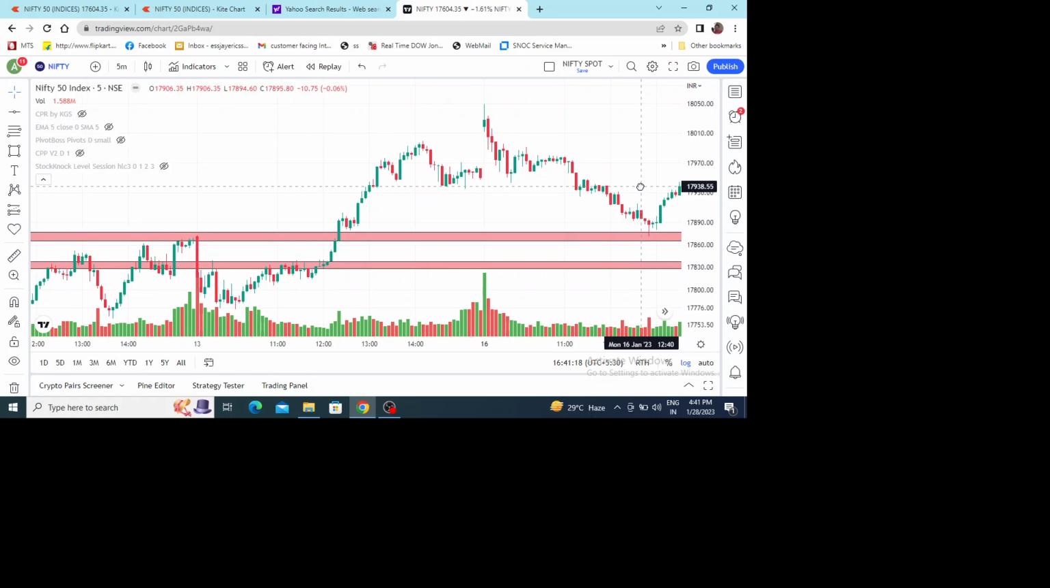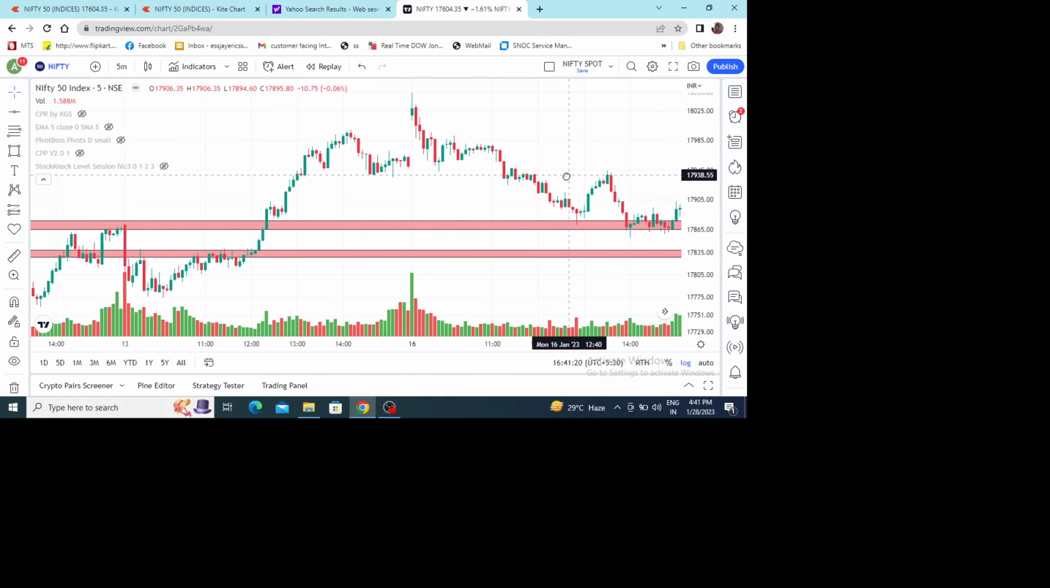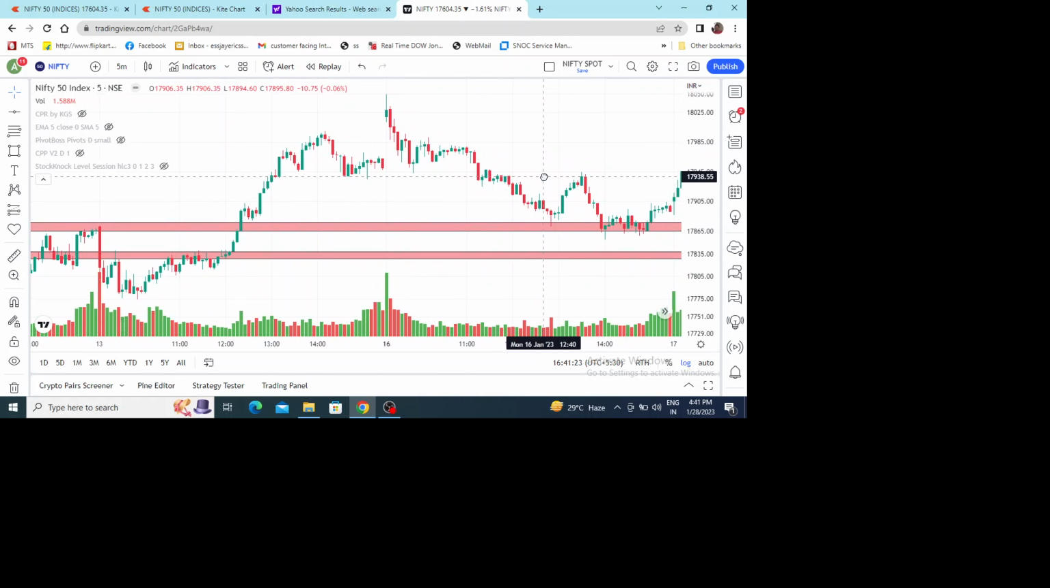Okay, now we'll see the next day. Again the day is bearish. If we see the next day the market is going up, but the previous day was bearish, I will look for this level.